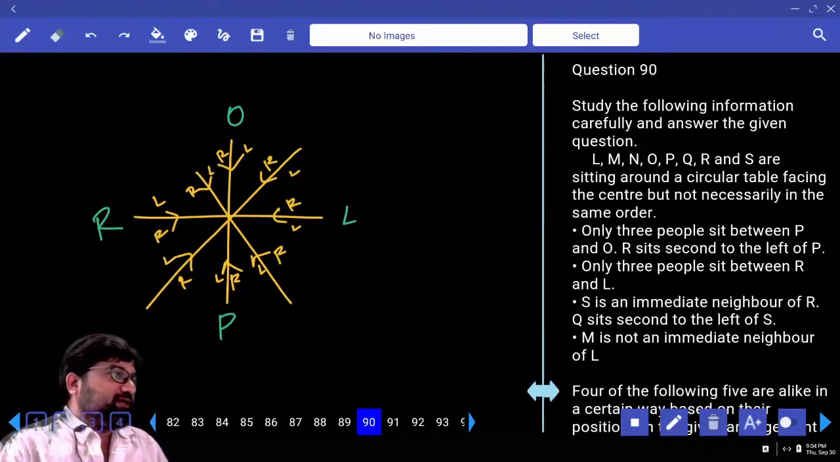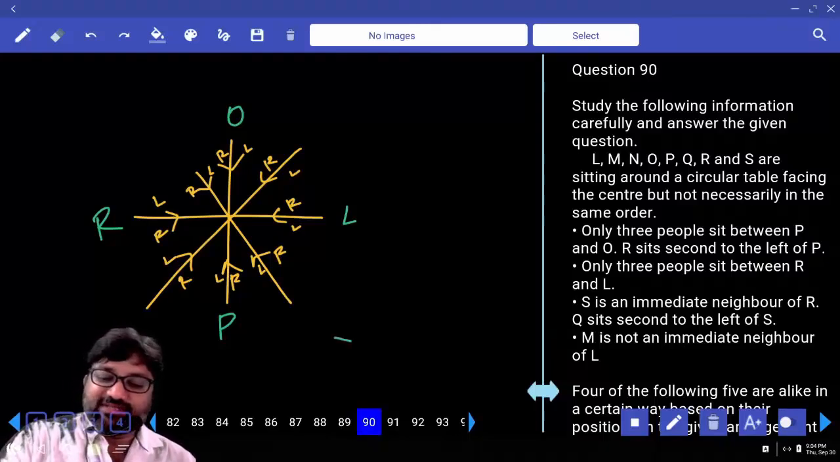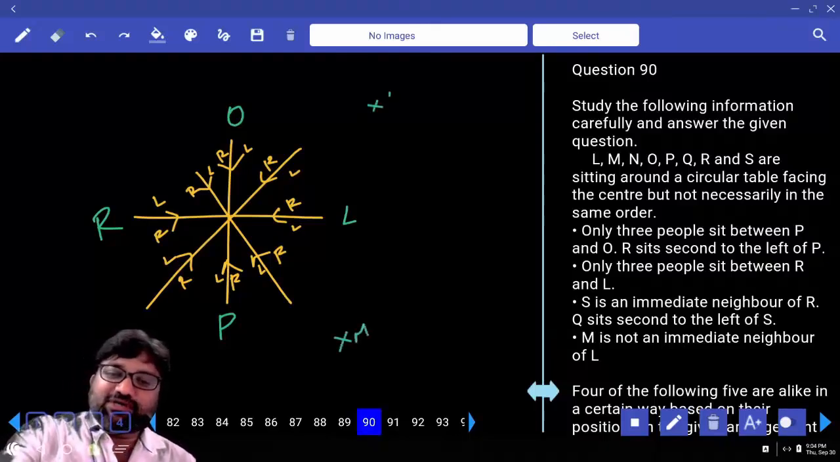I am not sure. I'll wait. I'll not split this into 2 cases. Simple. There's only one more line left out. M is not an immediate neighbor of L. This is not M. This is not M.